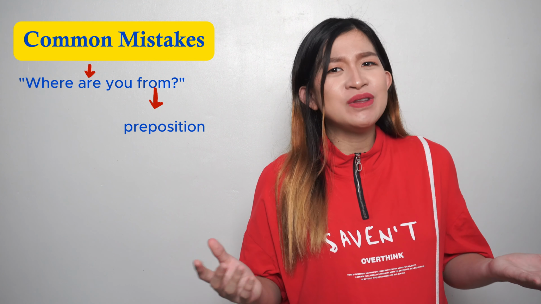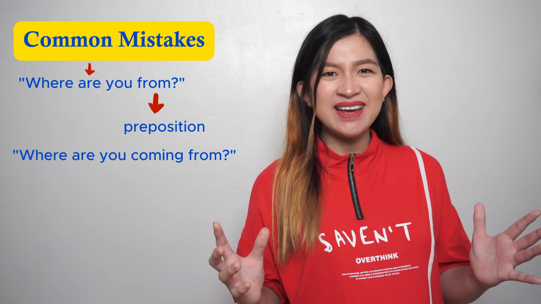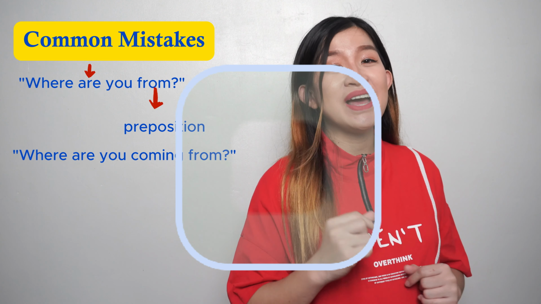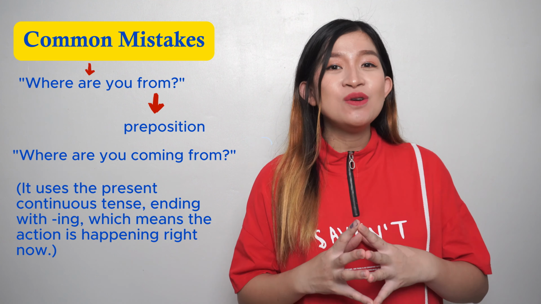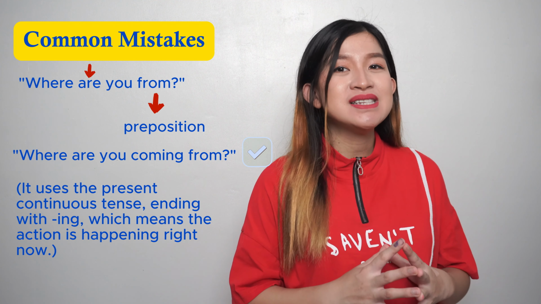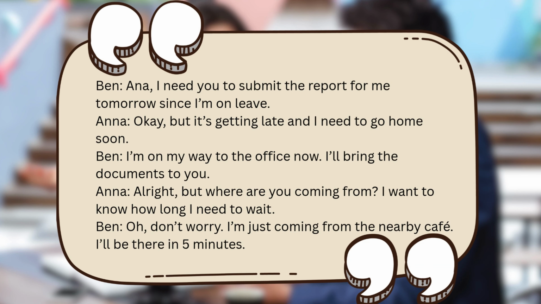But what about the question, where are you coming from? Is that okay? Yes, it's grammatically correct. It uses the present continuous tense ending with ing, which means the action is happening right now. Let's take a look at this sample dialogue.